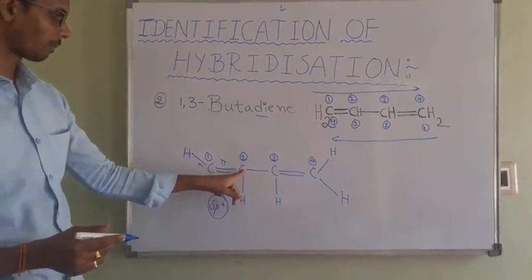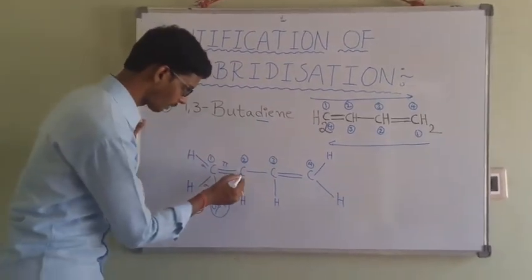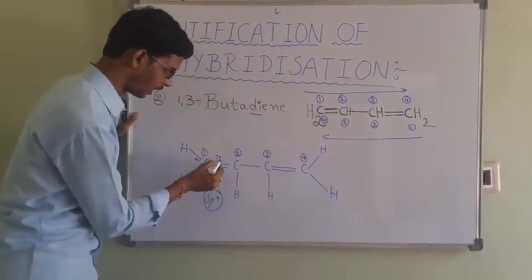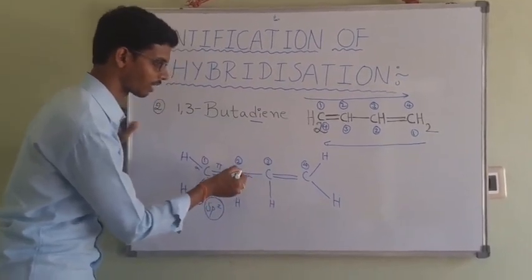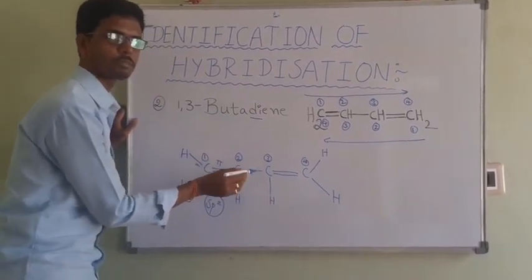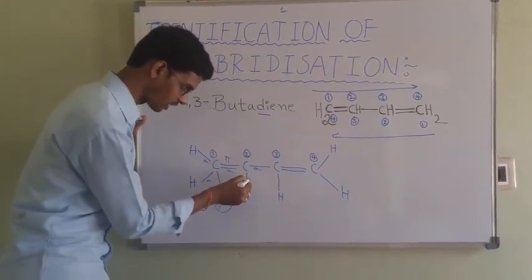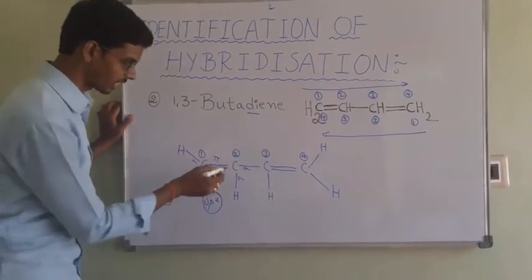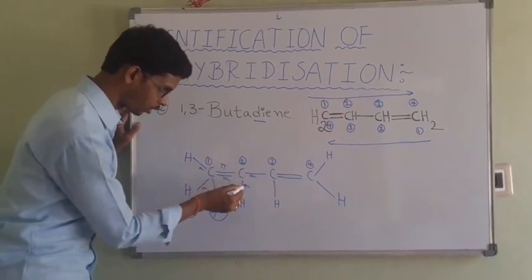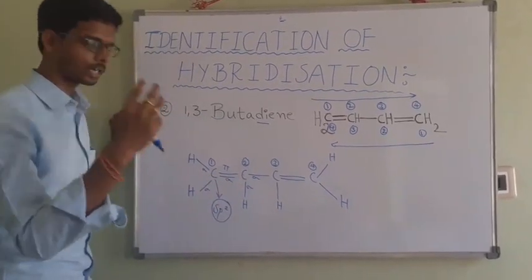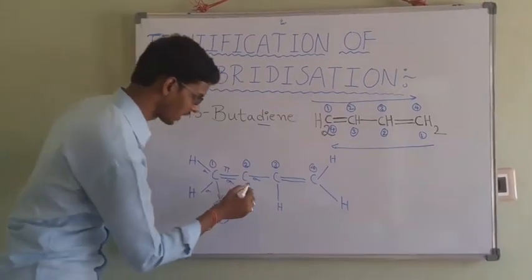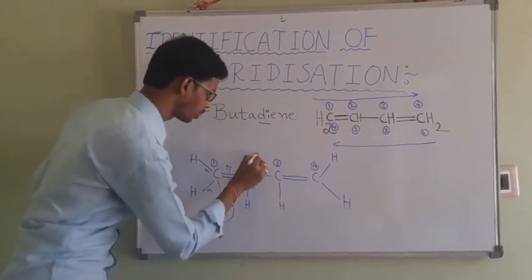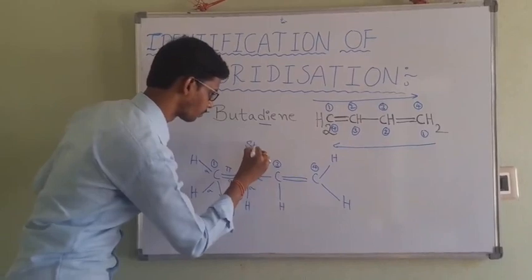What about the second carbon? The second carbon also consists of 1 sigma, next 1 pi. The right side also has a single bond to carbon. This is also a sigma bond. Next, to carbon H, this is also a sigma bond. It consists of totally 1, 2, 3, 3 sigma bonds and 1 pi bond. That's why this also belongs to sp2 hybridization.